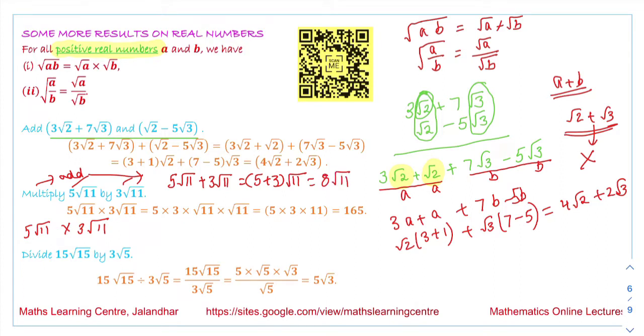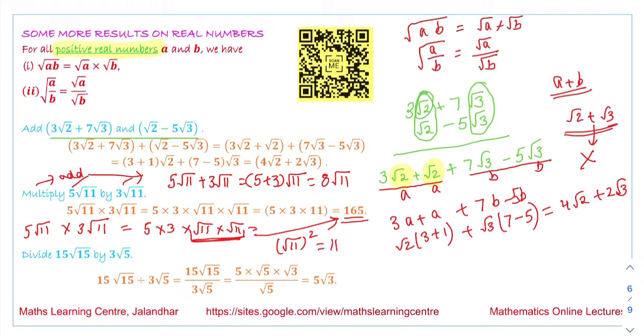Now I have to multiply these two, so it is 5 into 3 into square root of 11 into square root of 11. Square root of 11 into square root of 11 means 11. So the answer we will get is 165. Yes, you can try it on your own. The answer is 165. This is important to note here: square root of 11 into square root of 11 is 11. It is basically square root of 11 square, and square root of 11 square is 11.